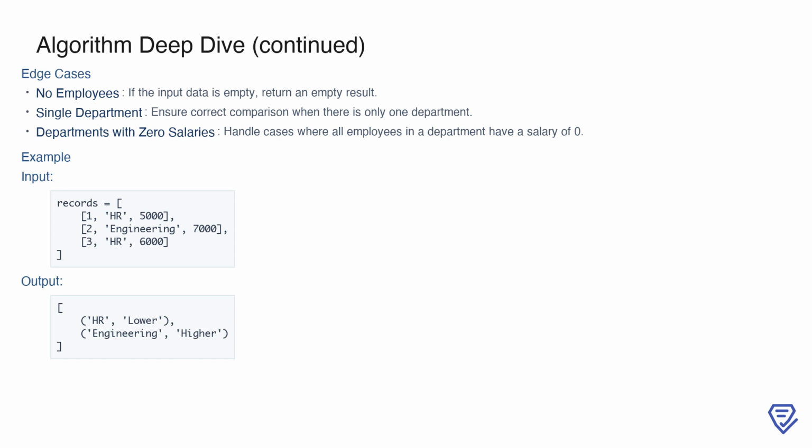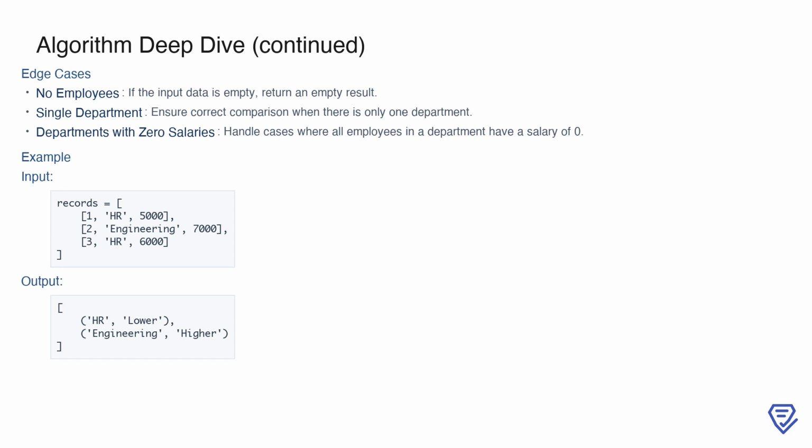If the input data is empty, meaning there are no employees, the output should simply be an empty list. For cases where there's only one department, the comparison logic should correctly identify whether its average salary is higher, lower, or equal to the company-wide average. Additionally, we need to handle situations where a department has employees with zero salaries. For such departments, the algorithm must still compute the average correctly without running into division errors.